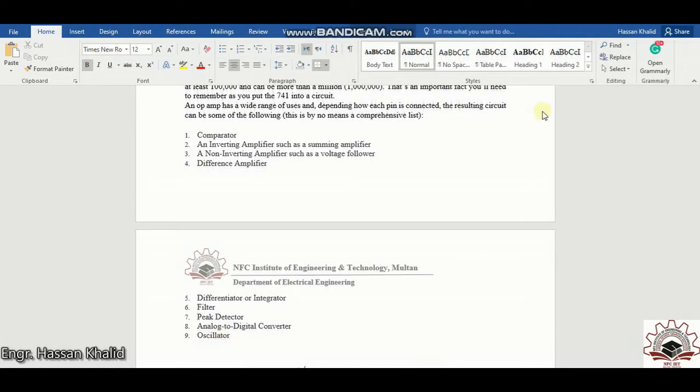This IC is also used as a basic part of performing mathematical operations, as stated here, such as comparison, summing, and subtraction, and this structure is used as a basic part in your computer chips as well. So let's move ahead.